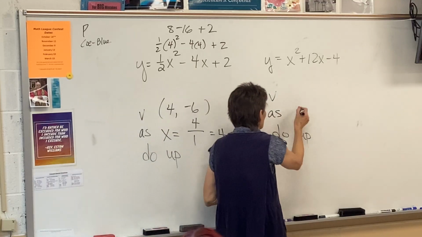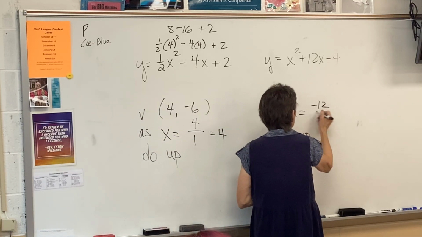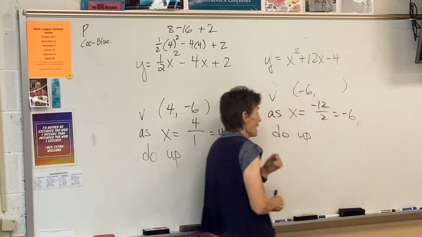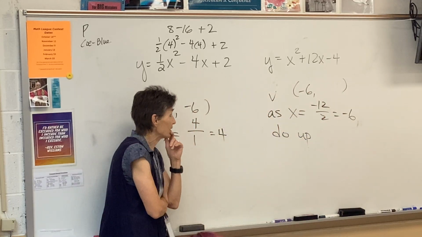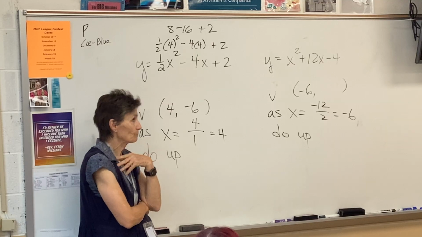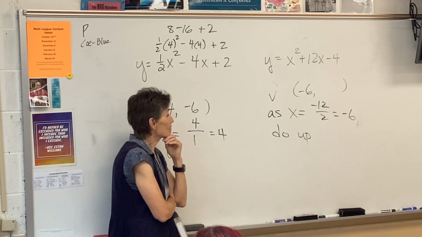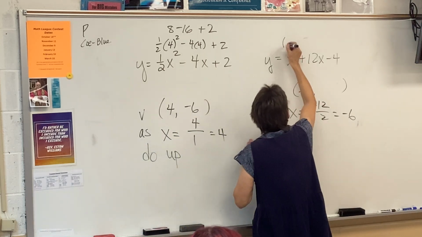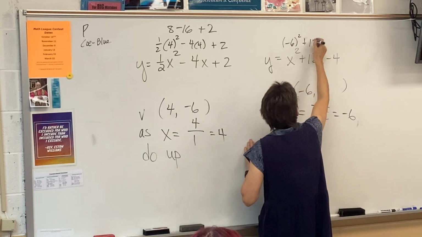All right. x equals negative b over 2a. I got negative 6 for this one. My axis of symmetry is x equals negative 6. All right, let's find y.